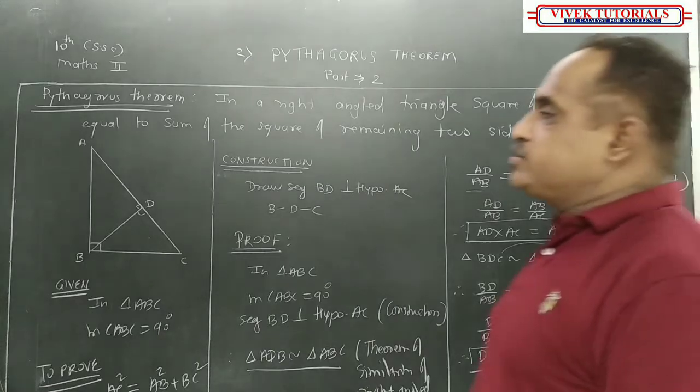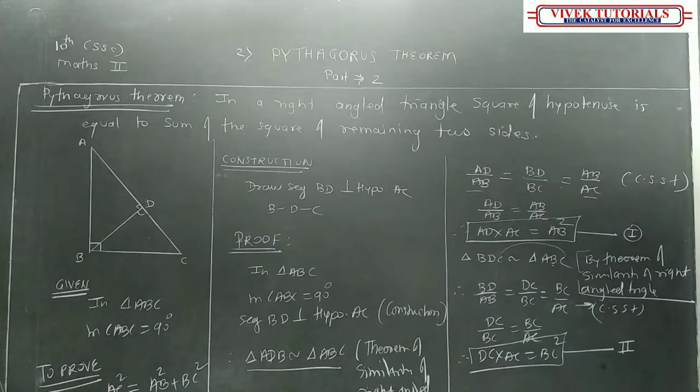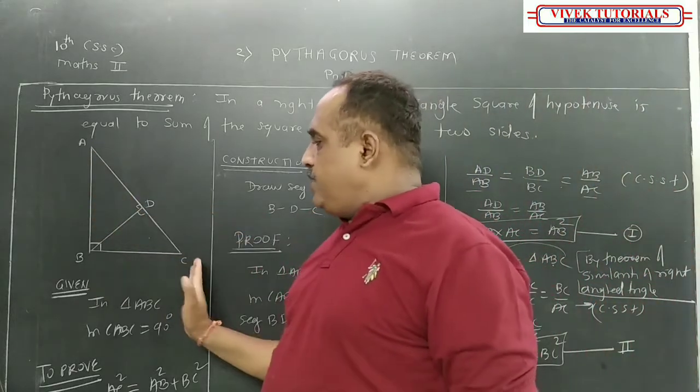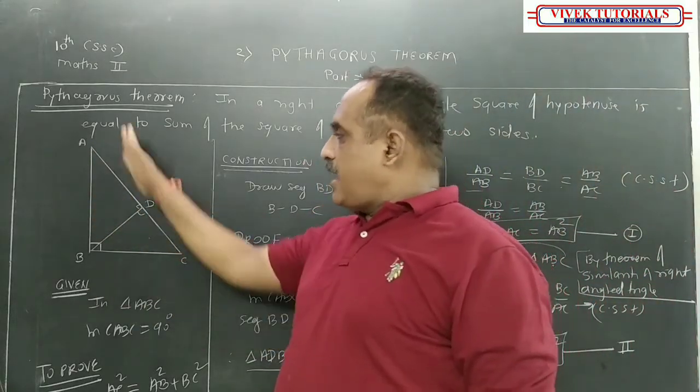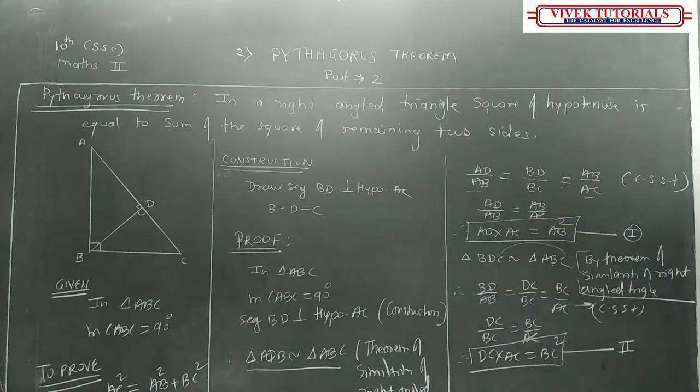We are going to make use of the similarity of right angle triangle theorem. First of all, this smaller triangle is similar to the bigger triangle. Again, this smaller triangle is again similar to the bigger triangle. And we are going to make use of what?